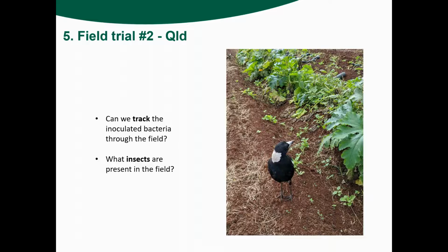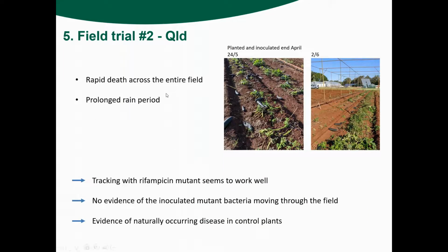So field trial number 2 back in Queensland, I really wanted to know what was going on with all those random infections. So I want to know if I can track the inoculated bacteria through the field. I also put some insect traps up. I guess, spoiler alert for those, I think this guy's responsible for the destruction of many of them. I caught a lot of mud and mosquitoes, and that was essentially it. So this trial was kind of a disaster in a very interesting way. We had a really prolonged rain period at planting and pretty much through harvesting.